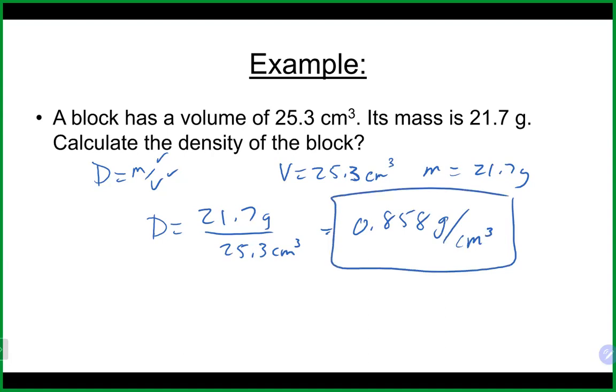Any questions on that? Sig fig wise here, we're basically 3 divided by 3, right? So we end up with 3 significant figures on our answer there. Yeah. Any questions on that one there?